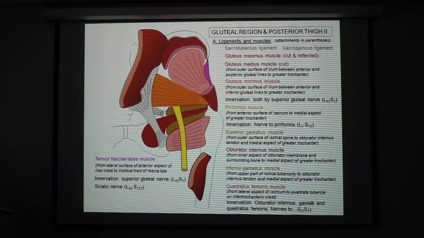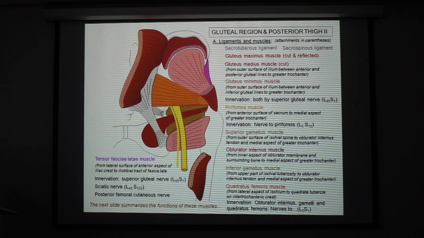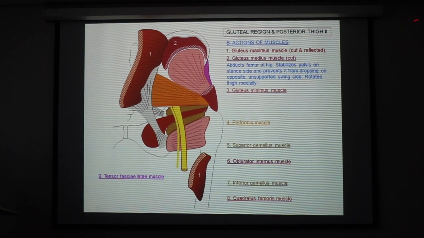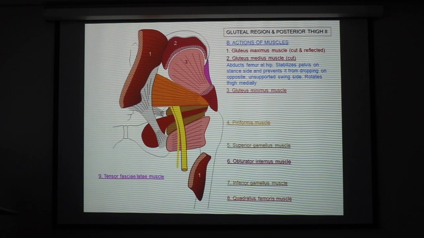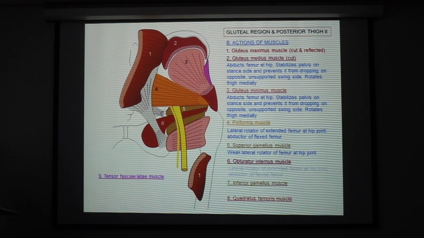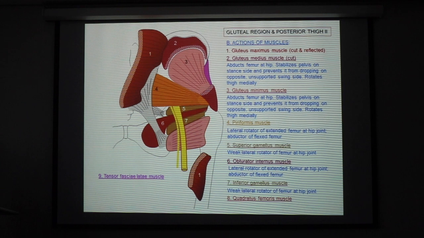Okay. We have seen these. Next slide. We are just looking at the actions. We have talked about the action of the gluteus medius and minimus. The piriformis muscle is also a lateral rotator of the hip. Superior gemellus is a weak lateral rotator. Obturator internus is also a lateral rotator. Inferior gemellus is also a lateral rotator, and quadratus femoris is also a lateral rotator of the hip.